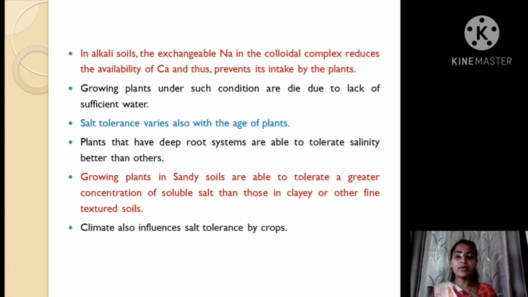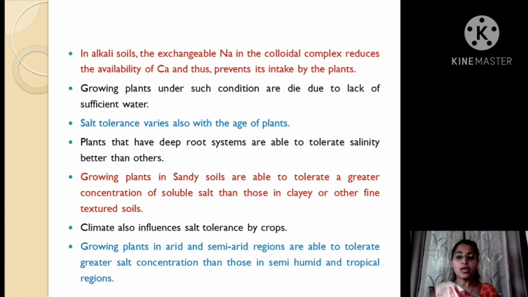Climate also influences salt tolerance by crops. Plants growing in arid and semi-arid regions are able to tolerate greater salt concentration than those in semi-humid and tropical regions. Here we see how the plant can tolerate it.